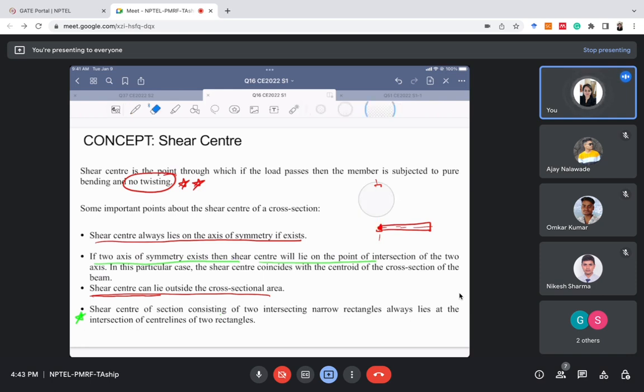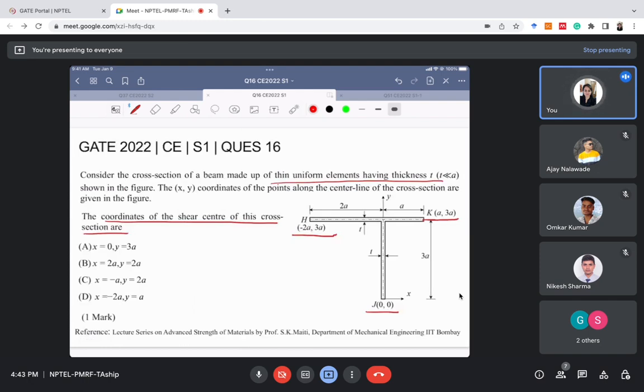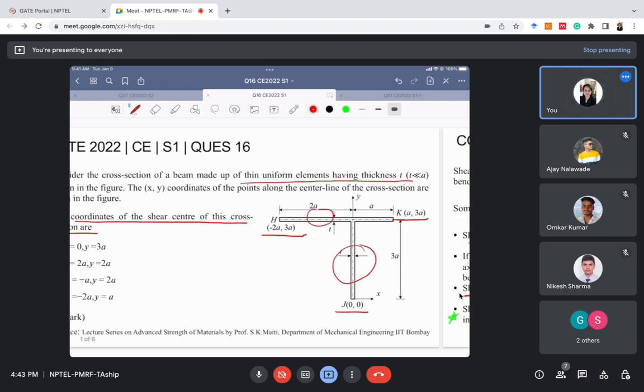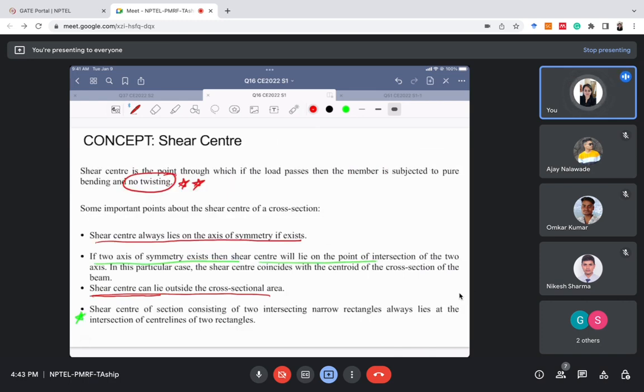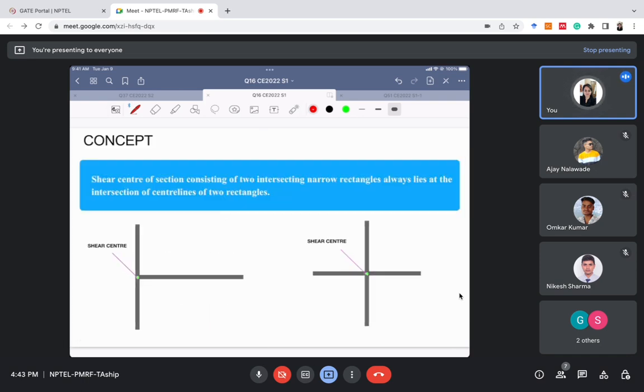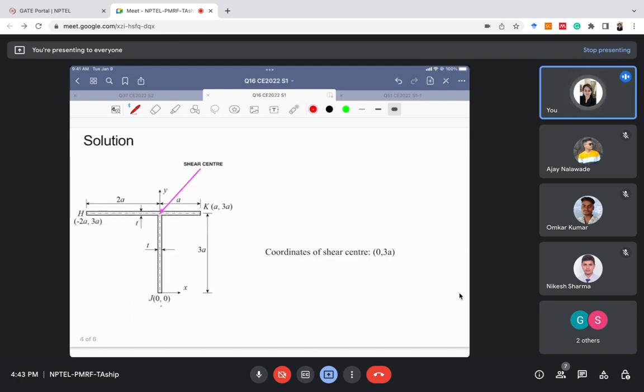Now the concept related to our problem is the intersection of narrow rectangles, because in our problem also we have two narrow rectangular sections which are intersecting. This section and this section are intersecting at a point. So this fourth point is important for us. The shear center of a section consisting of two intersecting narrow rectangles always lies at the intersection of the center lines of the two rectangles. We'll use this concept. For example, here there are two intersecting narrow rectangular sections, so the shear center will lie at the intersection point. In this case also the shear center will lie at the intersection point. It's very simple: we just have to see the intersecting point, and the shear center will lie there.